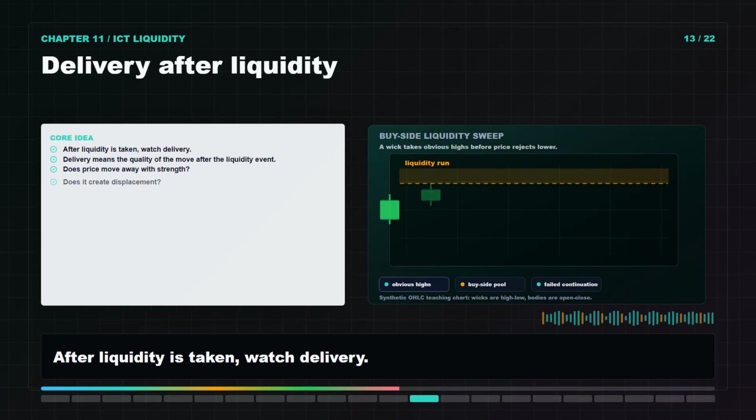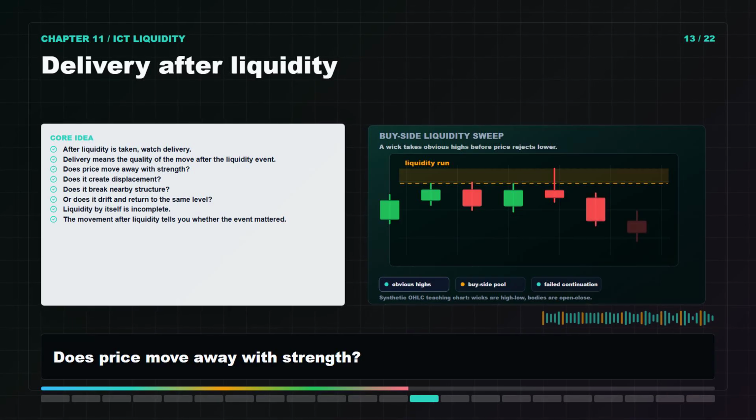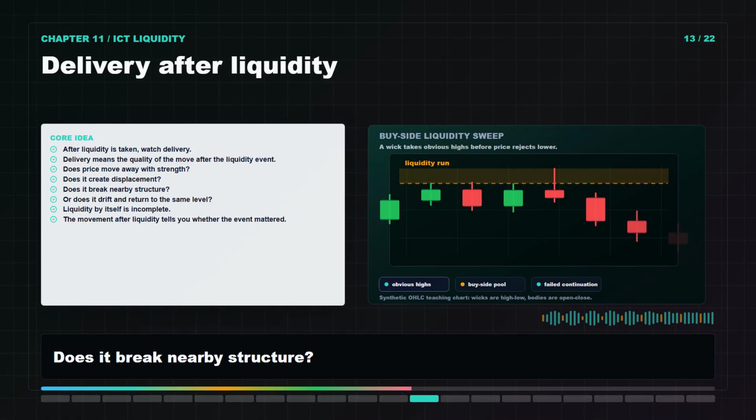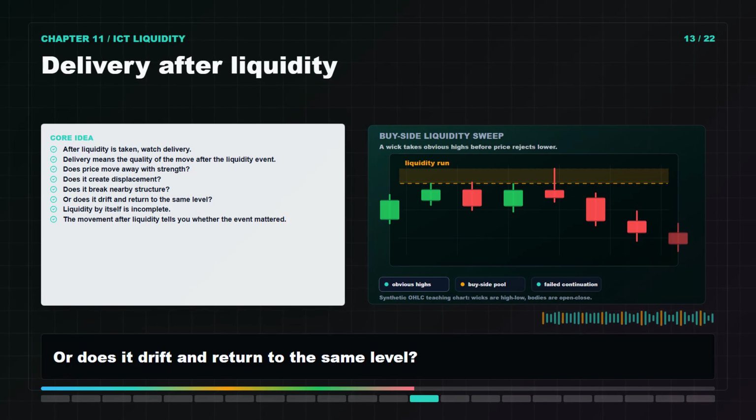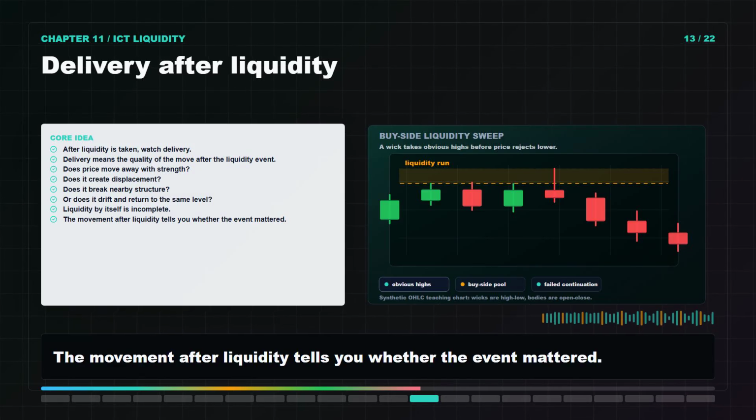After liquidity is taken, watch delivery. Delivery means the quality of the move after the liquidity event. Does price move away with strength? Does it create displacement? Does it break nearby structure? Or does it drift and return to the same level? Liquidity by itself is incomplete. The movement after liquidity tells you whether the event mattered.